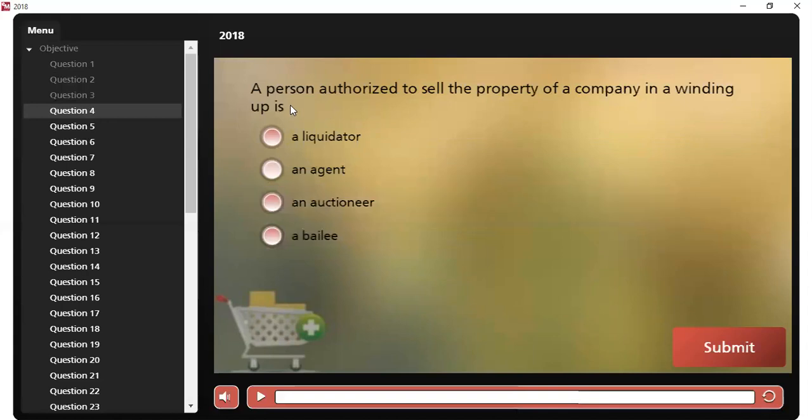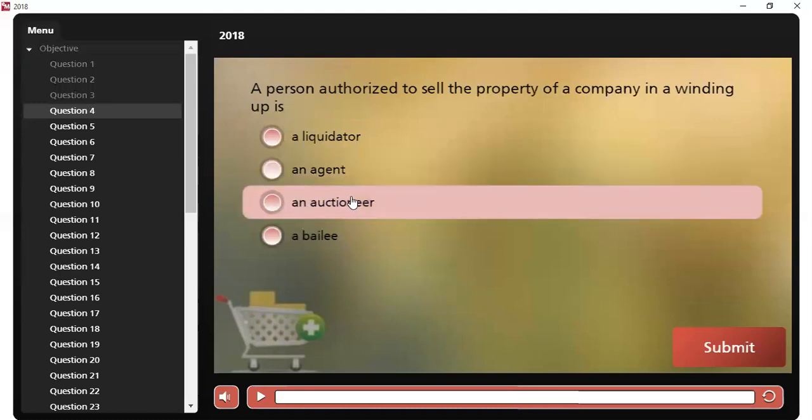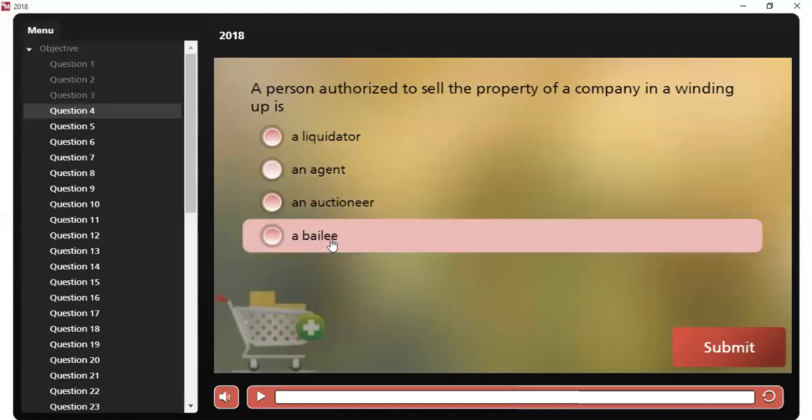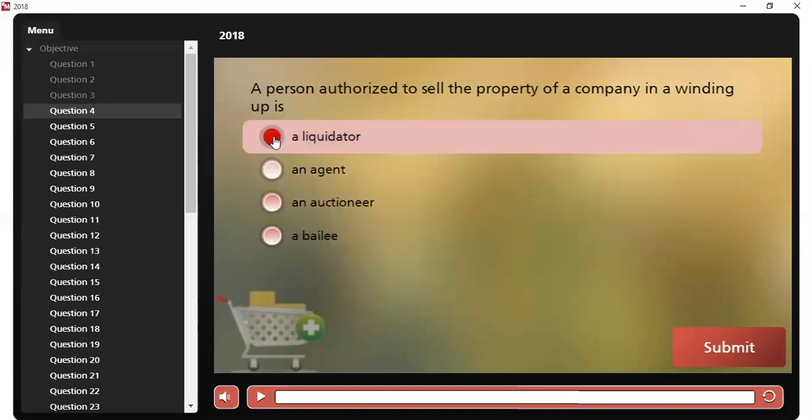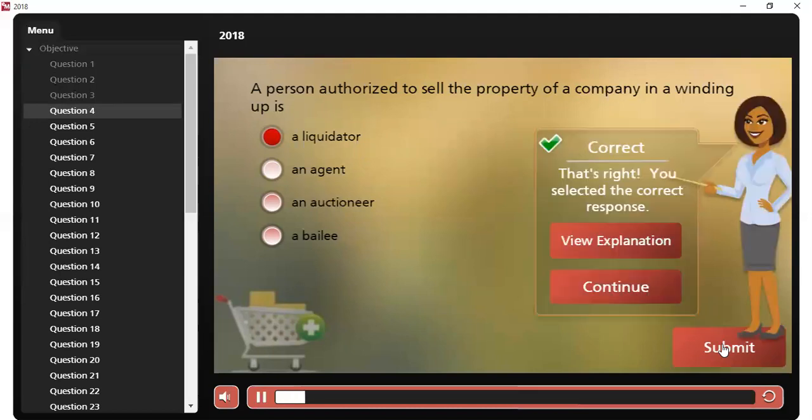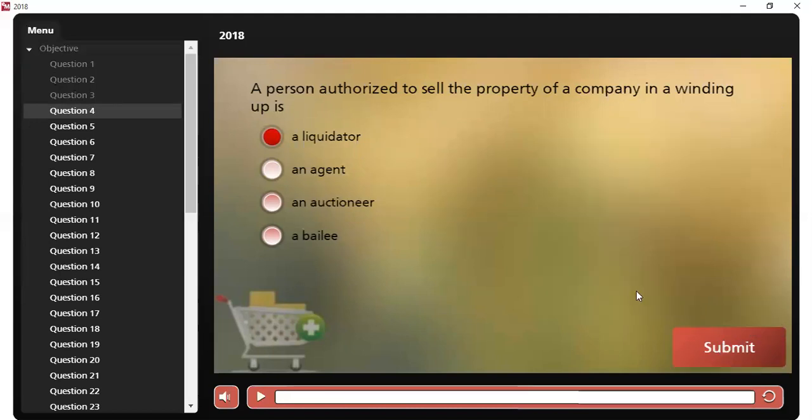Question 4. A person authorized to sell the property of a company in a winding up is: A. A liquidator, B. An agent, C. An auctioneer, D. A bailee. The right answer is a liquidator. A liquidator is a person authorized to sell the property of a company in a winding up. The next question.